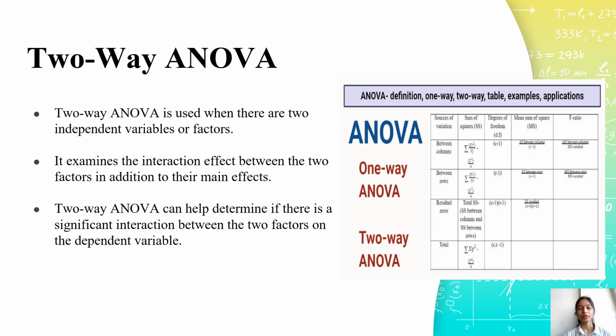Two-way ANOVA. Two-way ANOVA is used when there are two independent variables or factors. It examines the interaction effects between the two factors in addition to their main effects. Two-way ANOVA can help determine if there is a significant interaction between the two factors on the dependent variable.